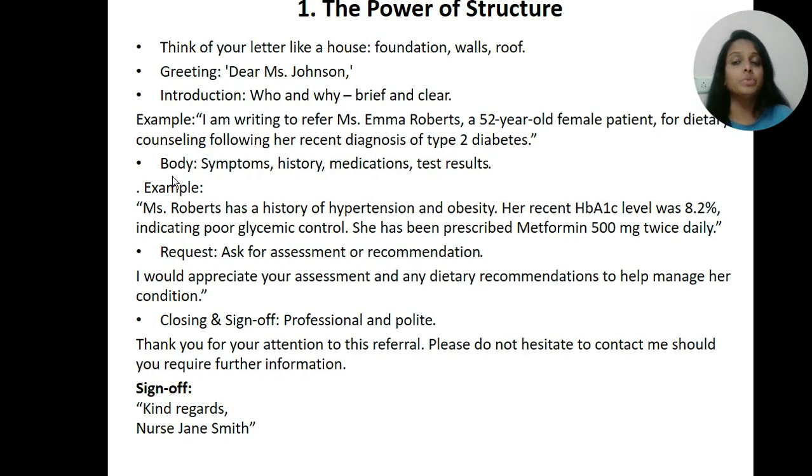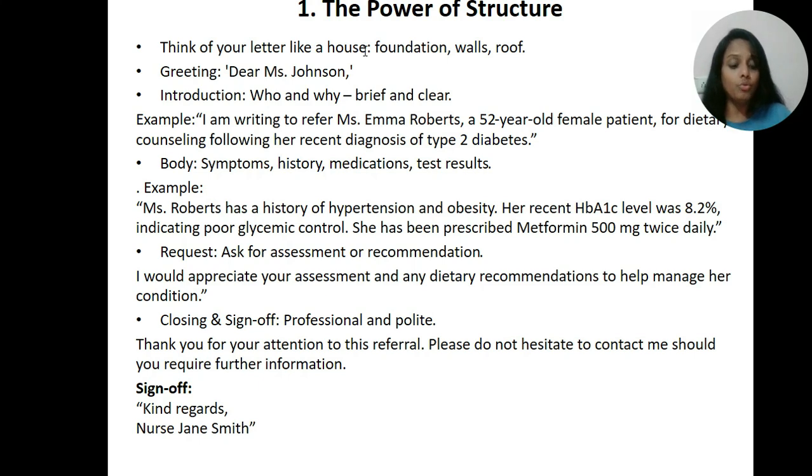And later comes the body of the letter, which includes the medical details. This is the place where you shine. Try to provide all the necessary details like the symptoms, test results, history, and medications. Ms. Roberts has a history of hypertension and obesity. Her recent HbA1c level was 8.2%, indicating poor glycemic control. She has been prescribed metformin 500 mg twice daily.